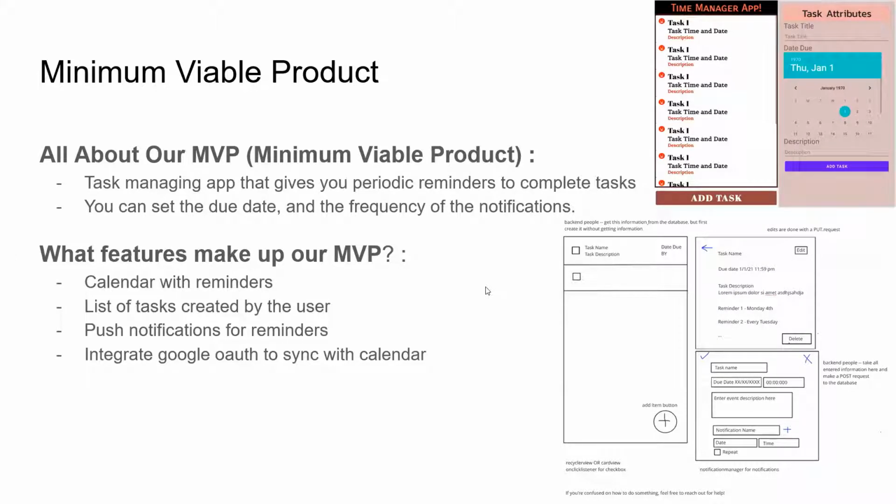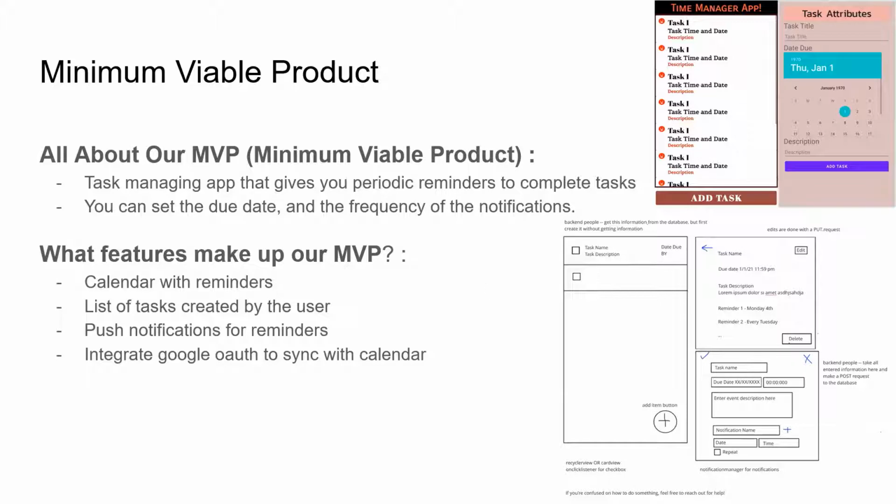So what did we decide to create for our minimal viable product? Well, we decided to create a task managing app that gives you periodic reminders to complete tasks, all set by the user. You can set the due date and the frequency of the notifications to your own liking. What features make up our MVP, you might ask?